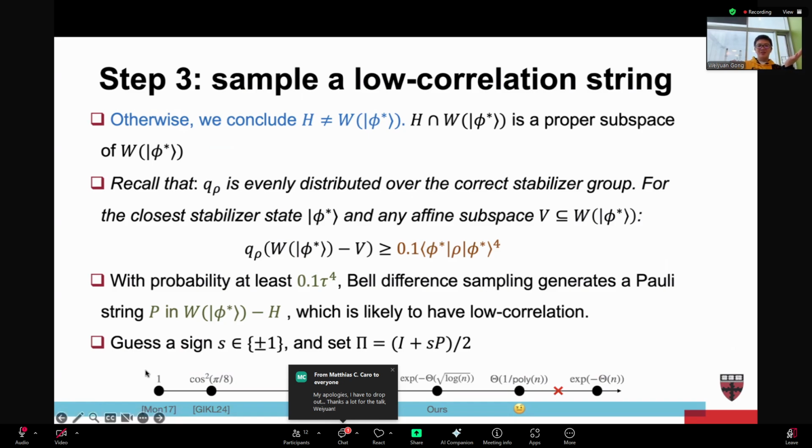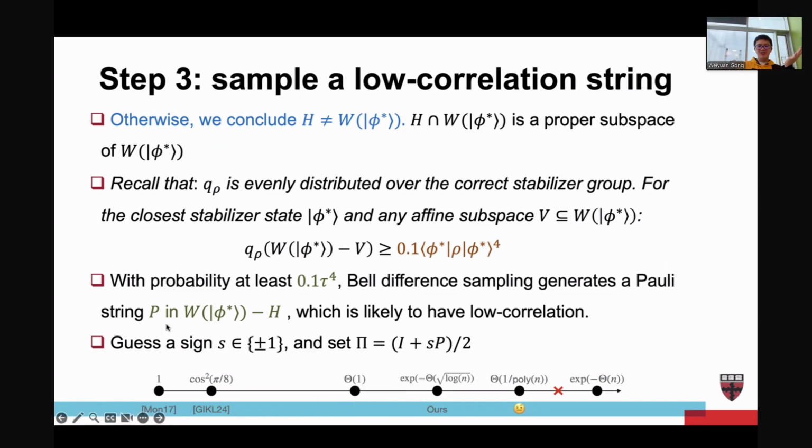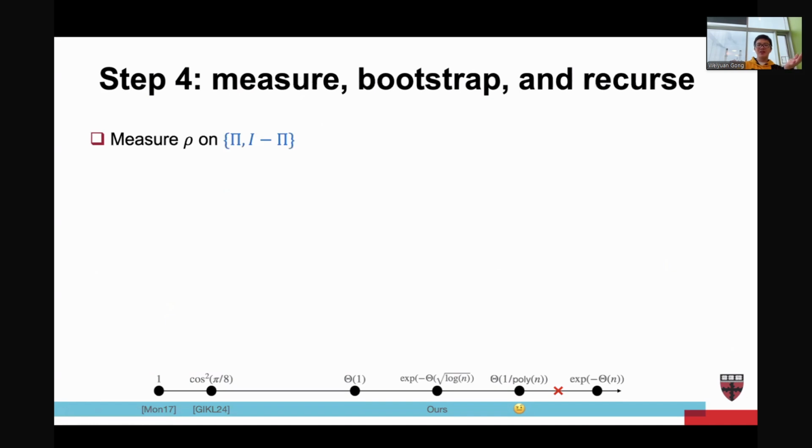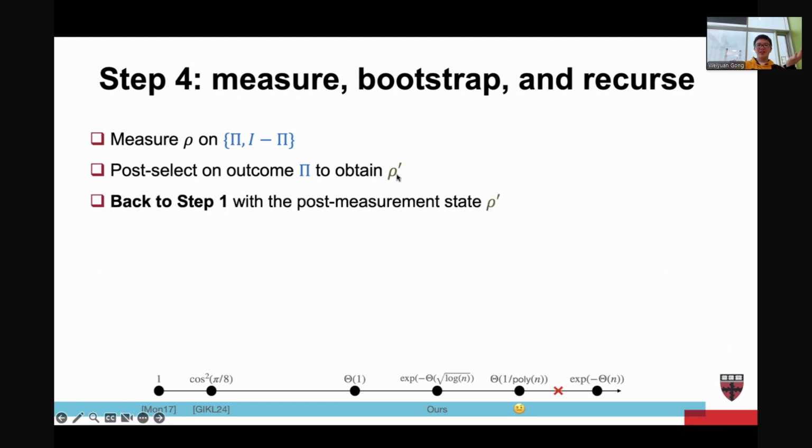Okay. And we can go to the fourth step, is that after you get such a Pauli string, you can just do the measure and amplify trick. You can construct this projector pi and measure the state rho on this projector pi, and you post-select on a sign you guess to obtain rho prime, and you go back to step 1 with post-measurement state rho prime. And because P is low correlation, we can actually always boost the stabilizer fidelity by a factor using this method.